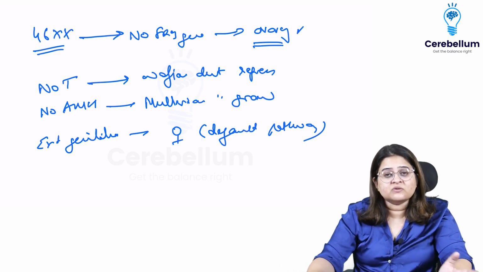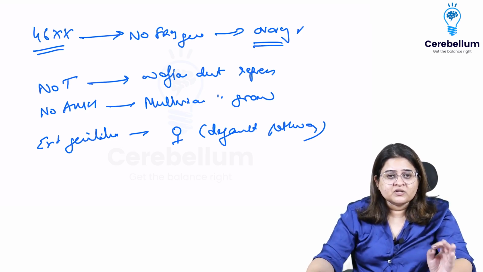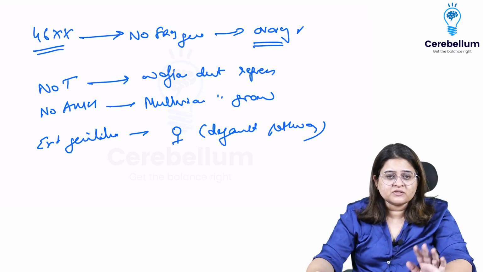And that is because there is no testes. The gonads are the ovaries. So in the female, it's very simple. It's very straightforward. This is what is happening.